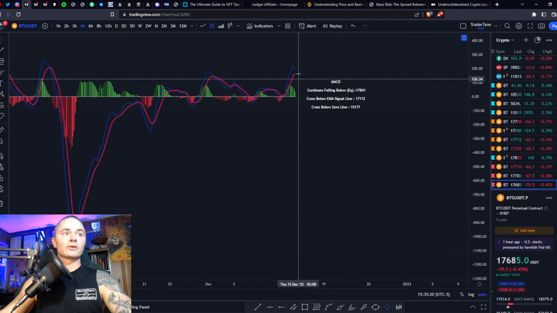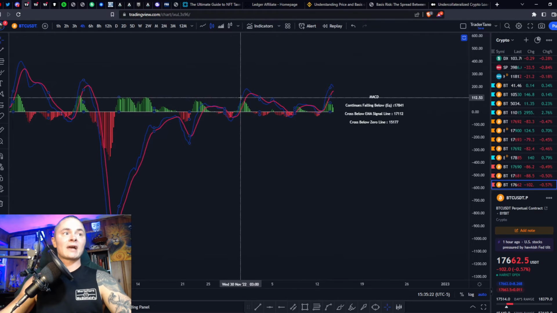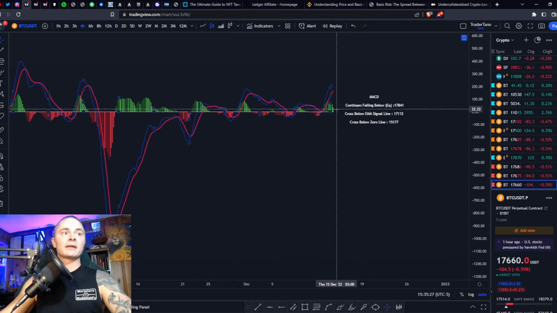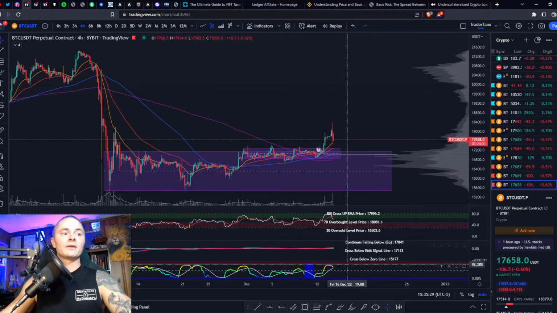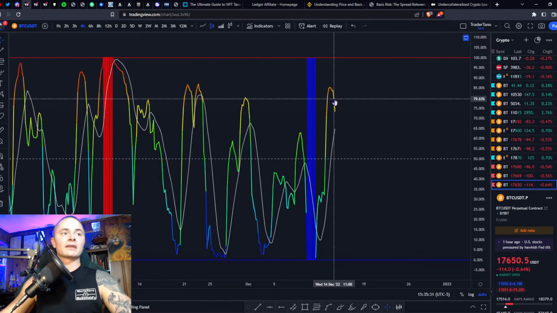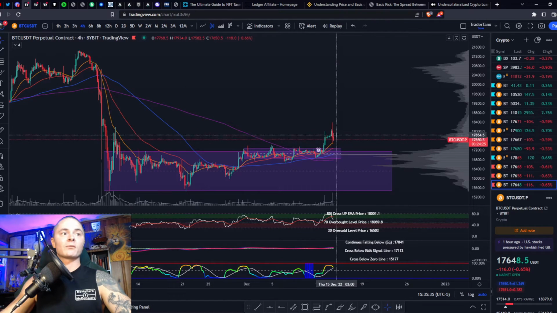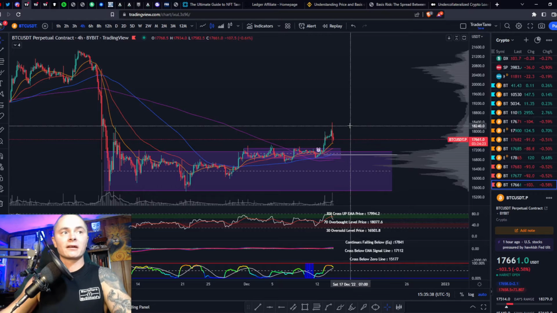MACD curling over, getting that bounce, riding that zero line at first, but then you popped up, but now your positive momentum is waning a bit, starting to curl over. BBWP is falling, so your vol is contracting right now. If we cross this moving average to the downside, I would expect some sort of consolidation right here.